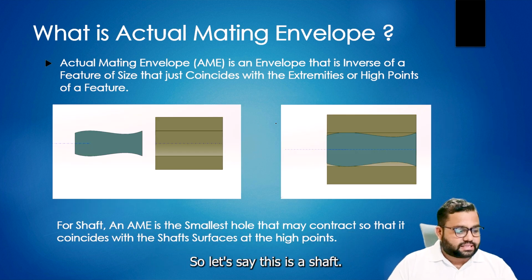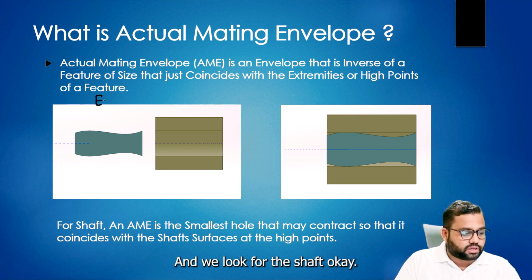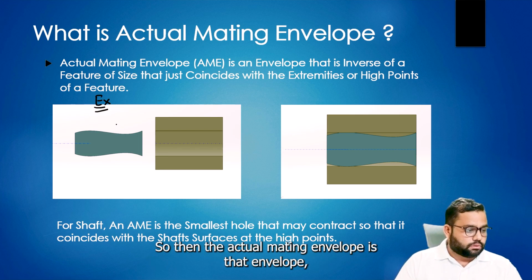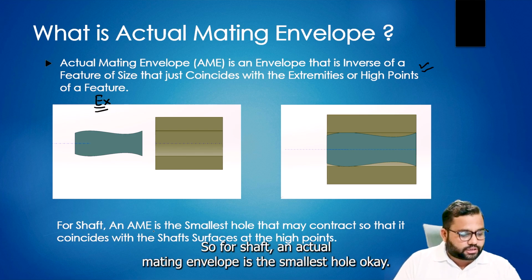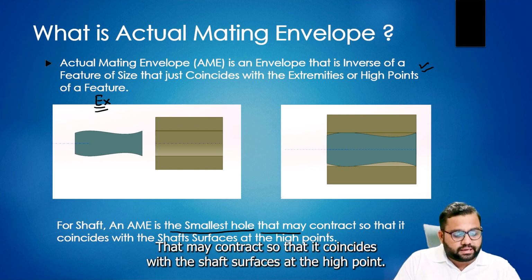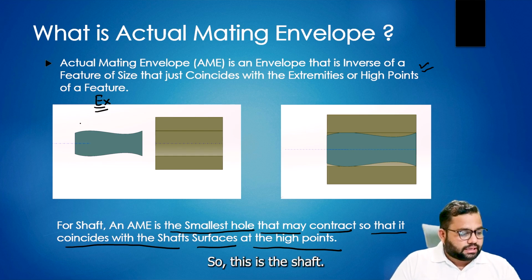Let's say this is a shaft. This is the example for the actual mating envelope for the shaft. The actual mating envelope is an envelope that is the inverse. The definition is the same. For a shaft, an actual mating envelope is the smallest hole that may contract so that it coincides with the shaft surfaces at the high points. So this is the shaft.